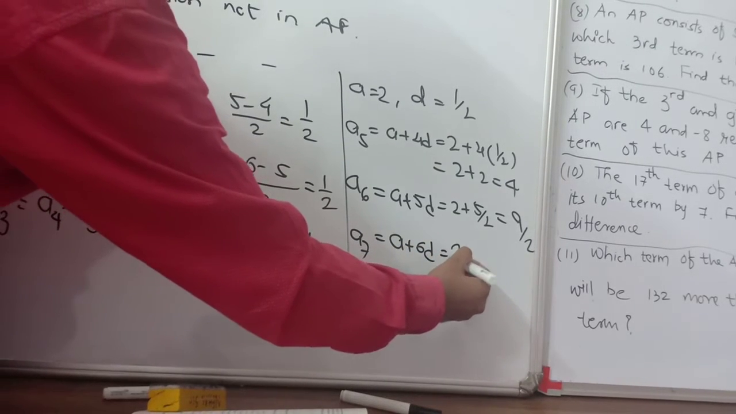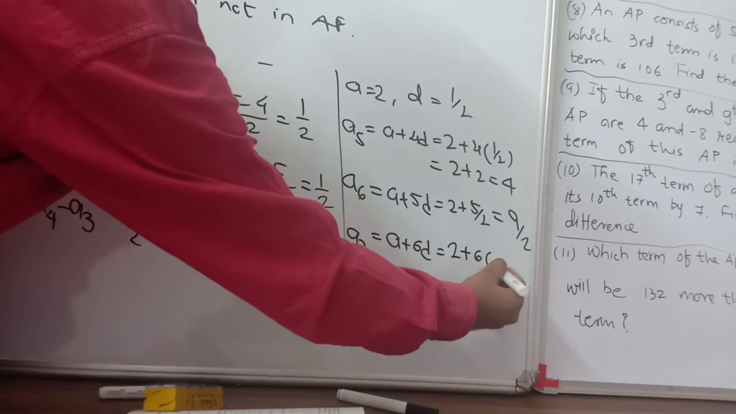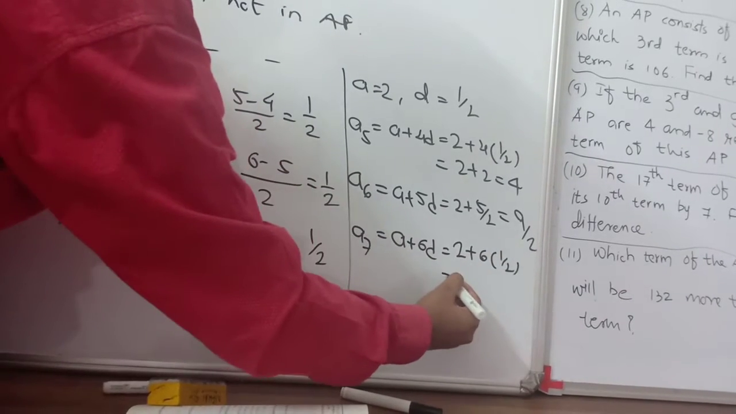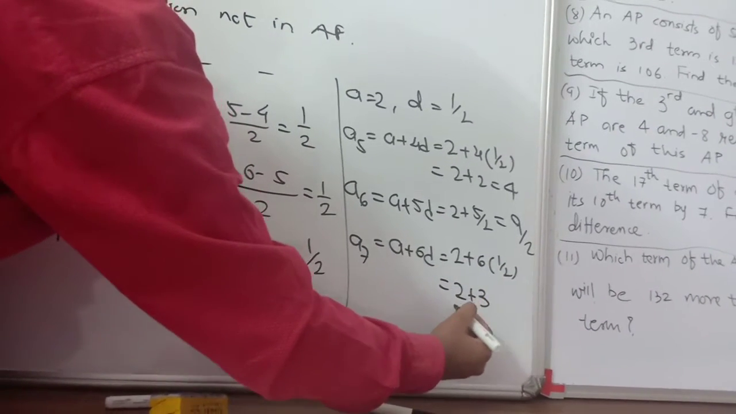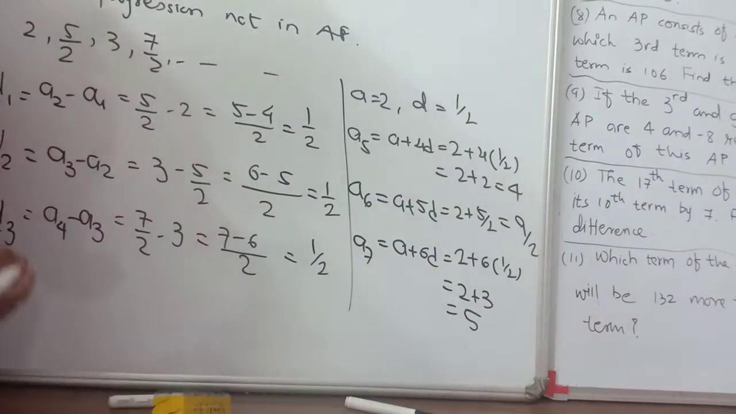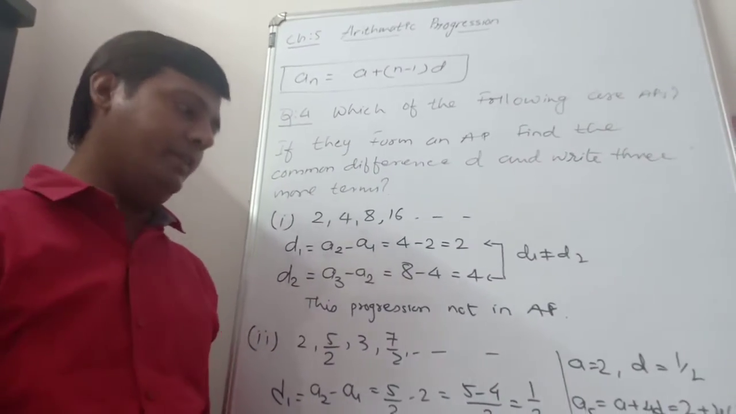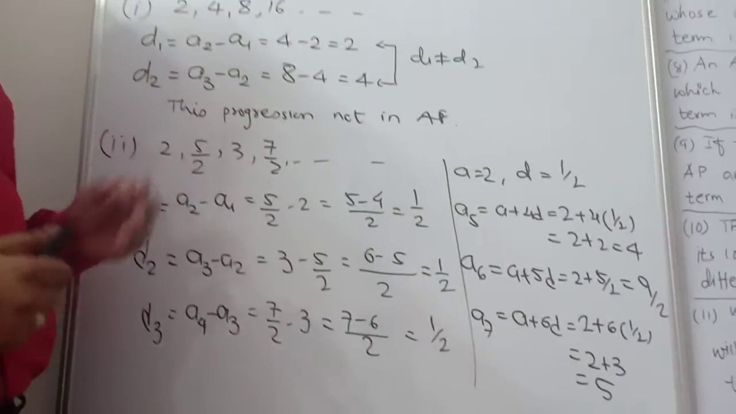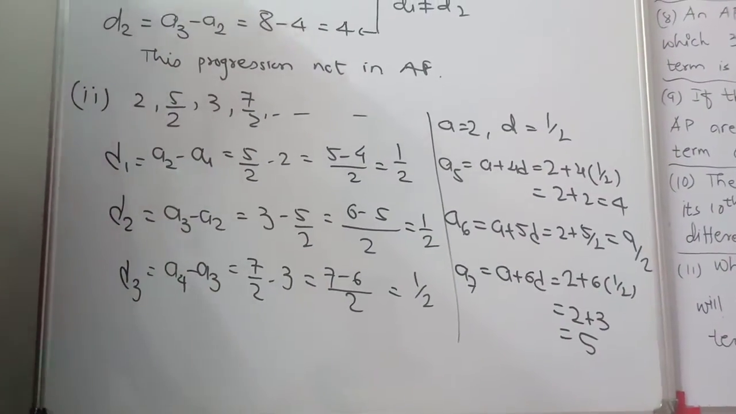So again A means 2, 6 into 1 by 2. So therefore 2 plus 3, and we got 5. Okay. So the 5th term is 4, the 6th term is 9 by 2, and the 7th term is 5 of the given AP. Clear? Understand the question?